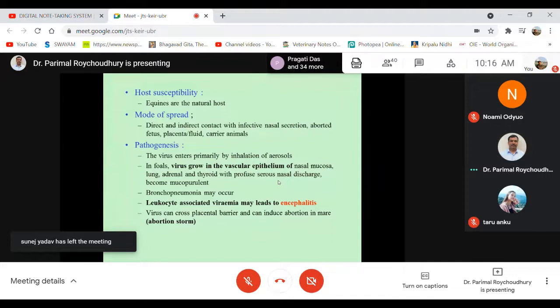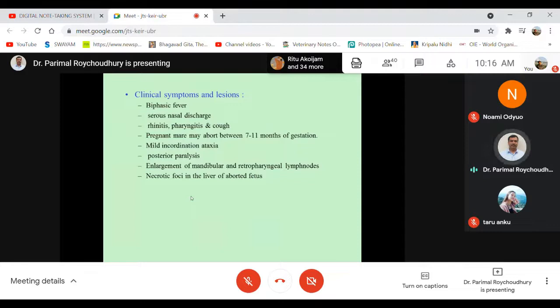that lead to profuse serous nasal discharge, including rhinitis conditions that become mucopurulent, and then bronchopneumonia. Severe bronchopneumonia may be produced, and that may lead to high mortality in foals. So these are some of the clinical symptoms: rhinitis, pharyngitis, and then cough that develop. And in the pregnant mares, abortion is a very common feature. That's why it is called rhinopneumonitis and abortion condition.